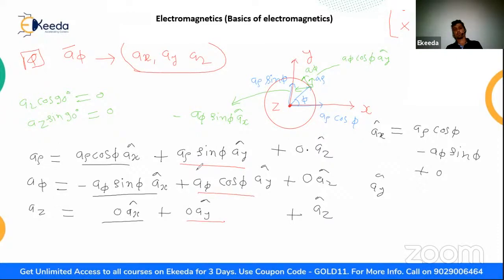You are given the vector in the cylindrical coordinate system, a rho, a phi and az, and you have to convert it into xyz, Cartesian or rectangular. That's why I'm finding what the ax will be for a rho, a phi and az. Similarly, ay will be a rho sin phi plus a phi cos phi plus 0 into az, and az will be equal to az. Other terms will be 0.